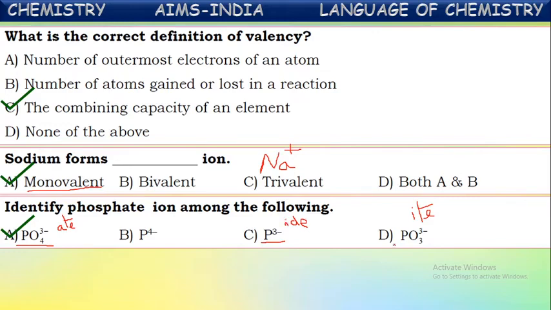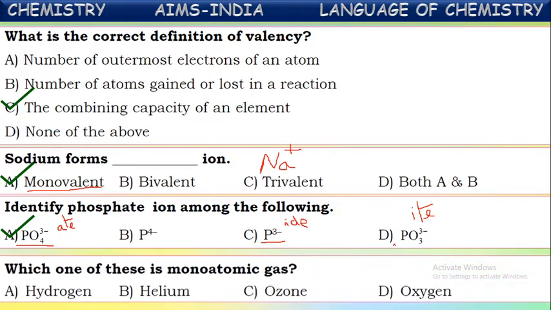Okay, this is about phosphate ion. Phosphate ion is PO4 3 minus.